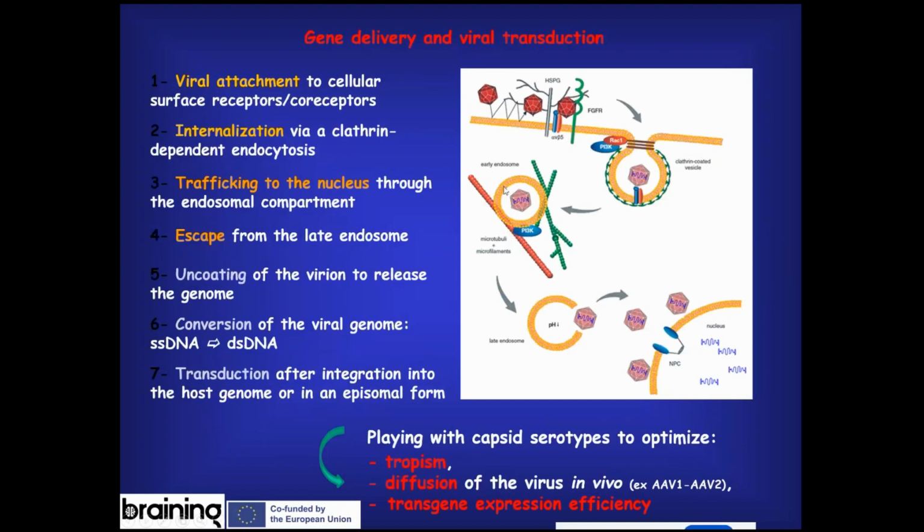So, as I told you, gene delivery by viral transduction starts with viral attachment to a cell surface receptor or co-receptor, internalization, trafficking to the nucleus through the endosomal compartment, escape from the late endosome, uncoating of the virion, conversion of the viral genome from single-strand DNA to double-strand DNA, and transgene expression. And playing with capsid and serotype, you can optimize tropism, diffusion of the virus, and transgene expression efficiency. So this was just to resume what I told you so far.